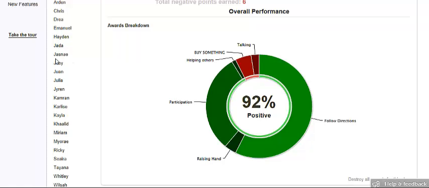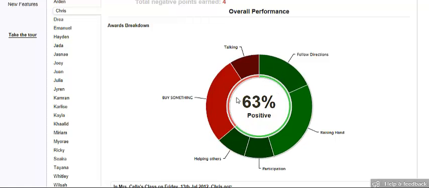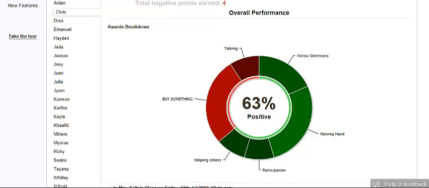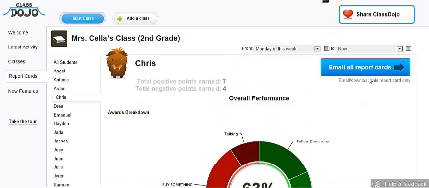I can also do an individual breakdown. So let's say I want to take a look at Christopher. I could see that 63% of his day was positive. And it really was quite more than that because a lot of his points were taken away for buying something. So I can see he got in trouble here once or twice, maybe for talking. But other than that, he was following directions, raising his hand, participating, and helping others, which is very valuable in sharing with the parents. And you can email the reports directly to the parents.